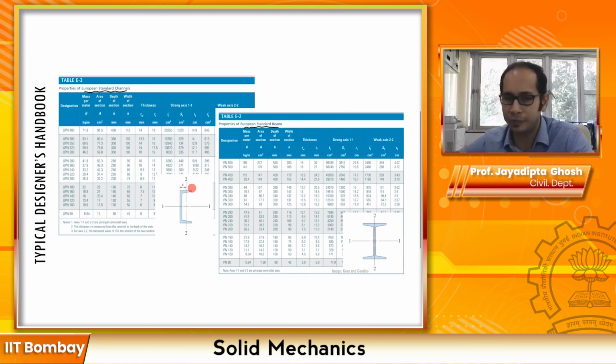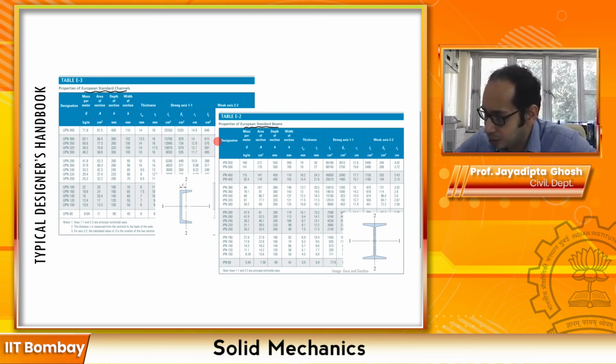If you see any of these tables, and this is just to give you an example, we're not going to particularly deal with these design tables, but just to give you an example of how this looks. For any particular channel section, it gives you the different dimensions of the section, and also it gives you these values. This is S1 over here, S2 is sort of overlaid by this one, but you can see here this S1 and S2, right?